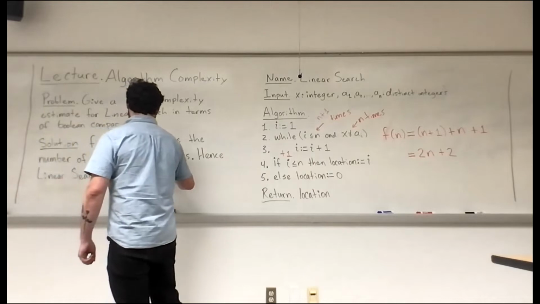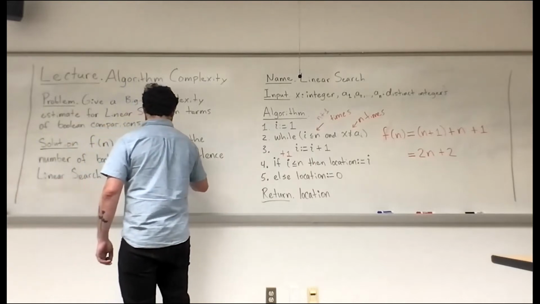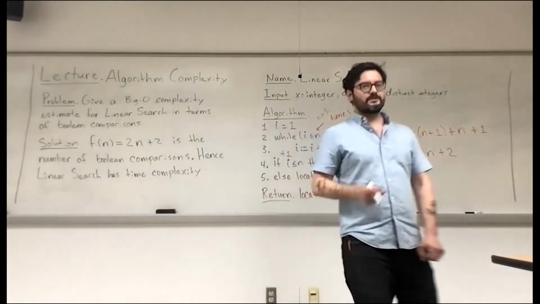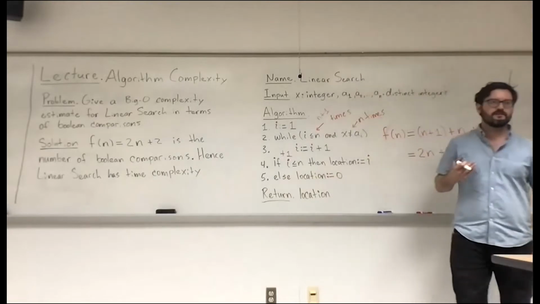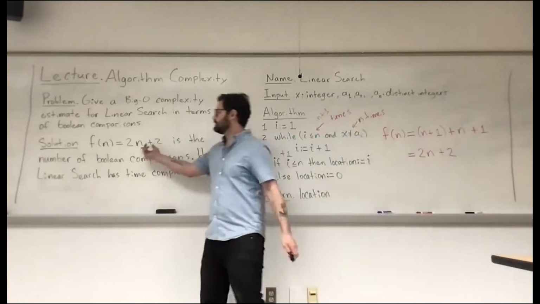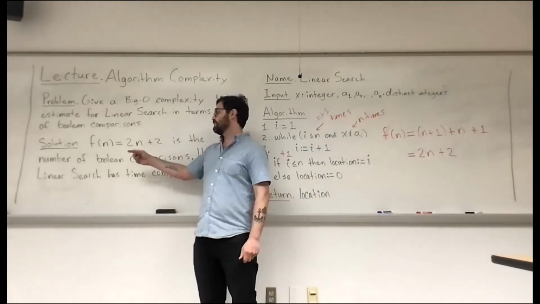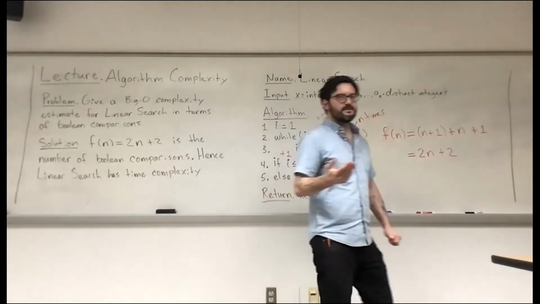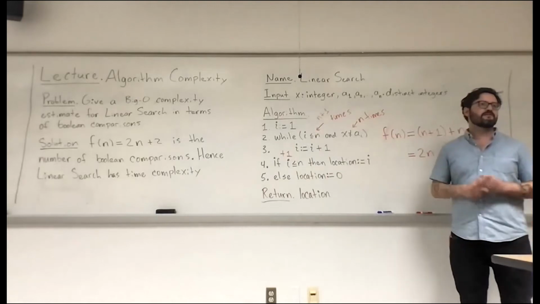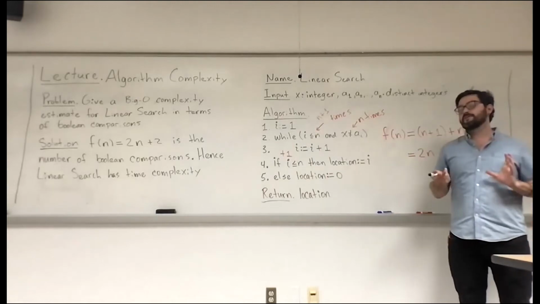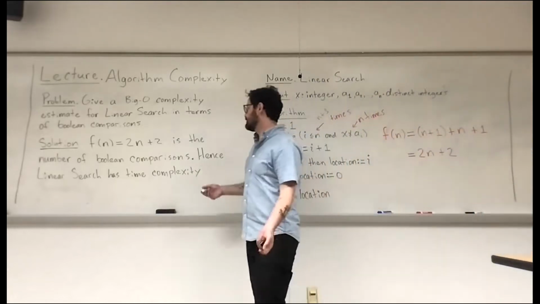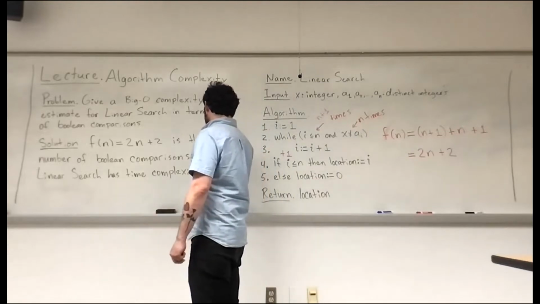But actually, we can say more. The question asks for a big O estimate, but if you watched that YouTube video that I posted last week from my previous semester, you know that if you have a polynomial of degree k, then that has order x to the power k, big theta x to the power k. But since the question I wrote is big O, we'll say it has time complexity big O.